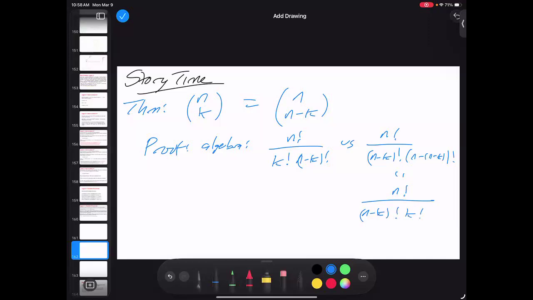But that's the same thing. I just wrote them in a different way. So this is proof by algebra. I just showed that the two sides are equal. It gives me no understanding why it's true, but it's a proof. Proof by story.